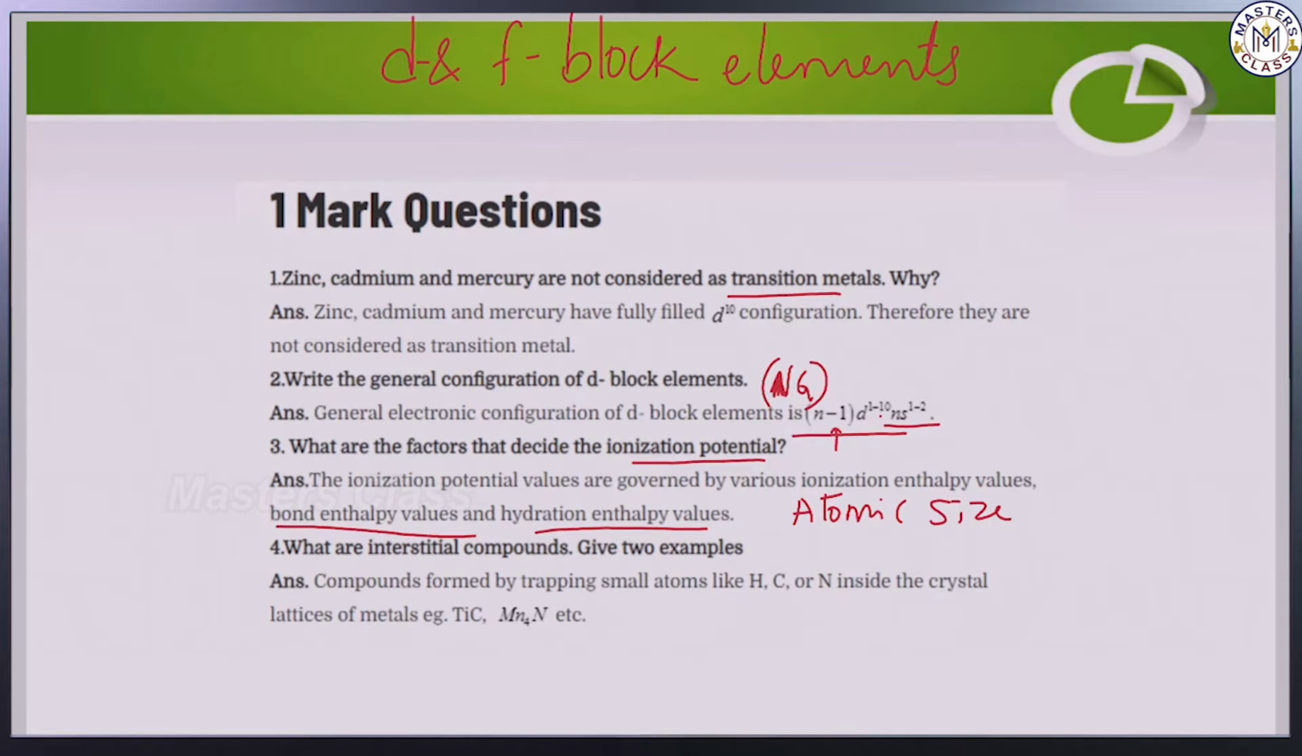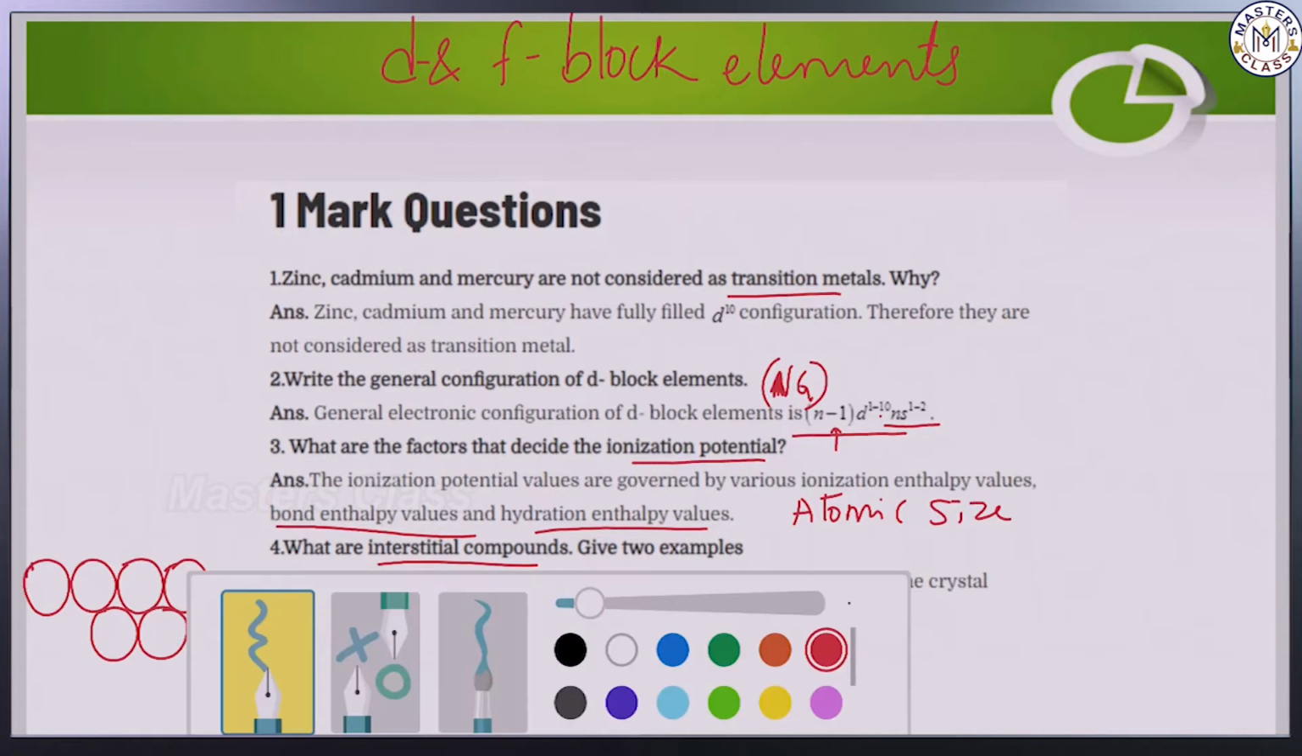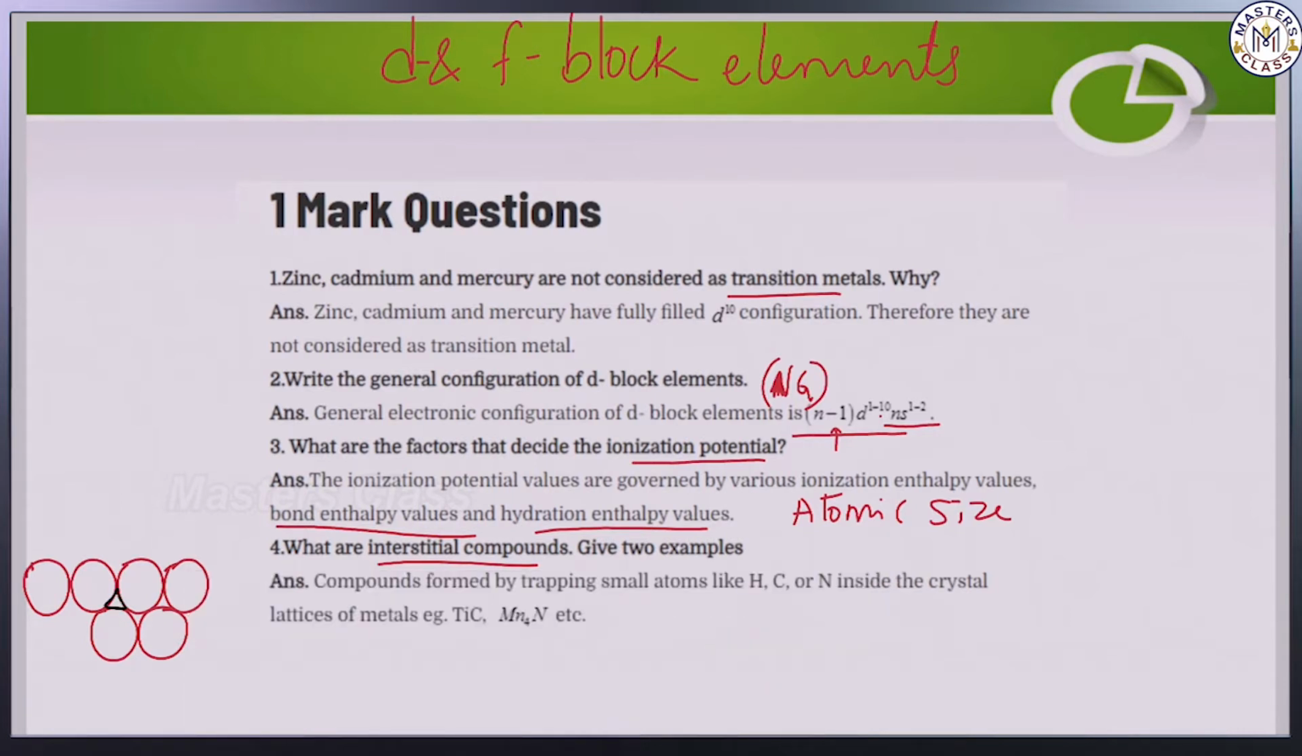What are interstitial compounds? Give two examples. This is one of the characteristics of D block elements to form the interstitial compounds. Interstitial compounds means, when we consider these metals as spheres and they form a crystal lattice, while forming the crystal lattice there will be voids. Okay, so within these voids smaller atoms like hydrogen, nitrogen, carbon will be trapped. So they are called as the interstitial compounds.